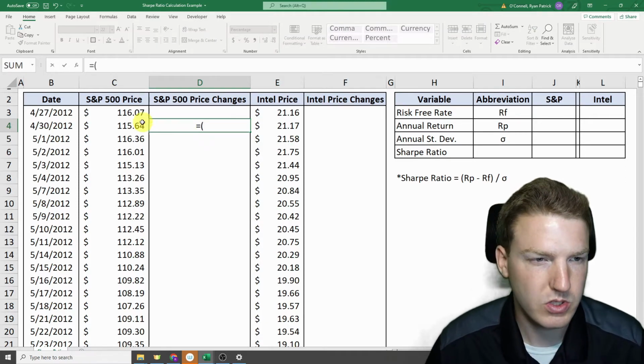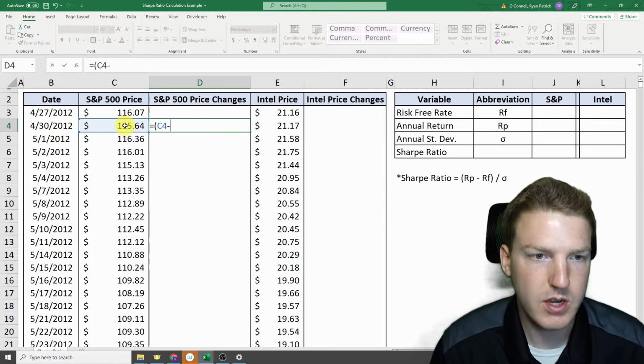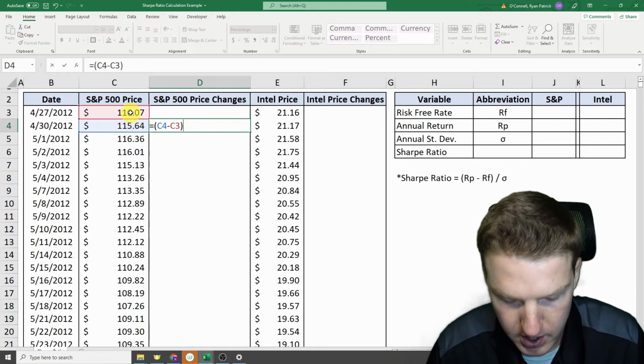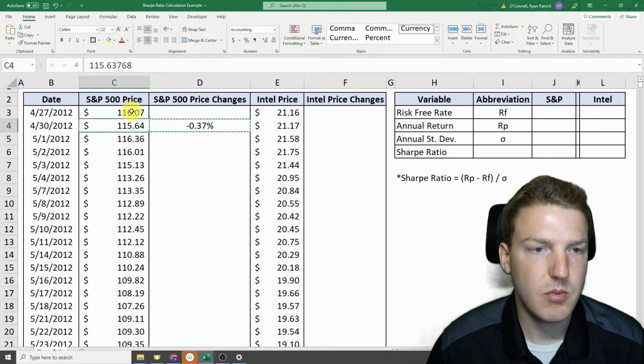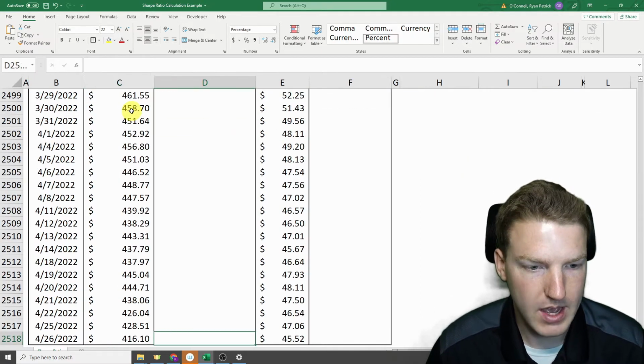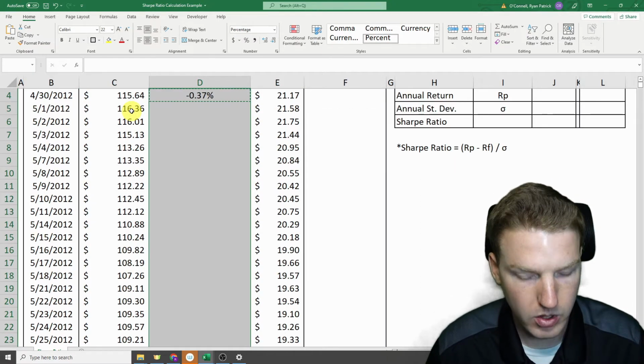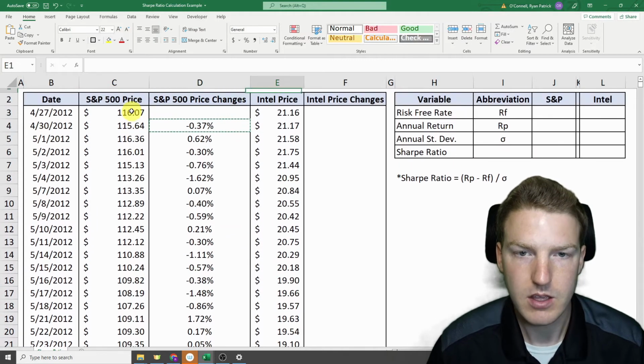So we'll just do equals the price of the stock one day minus the price of the previous day divided by the price of the previous day. Then I'll Control C on my keyboard, Control Down Arrow, and then Control Shift Up Arrow, and then Control V to paste all of the values.